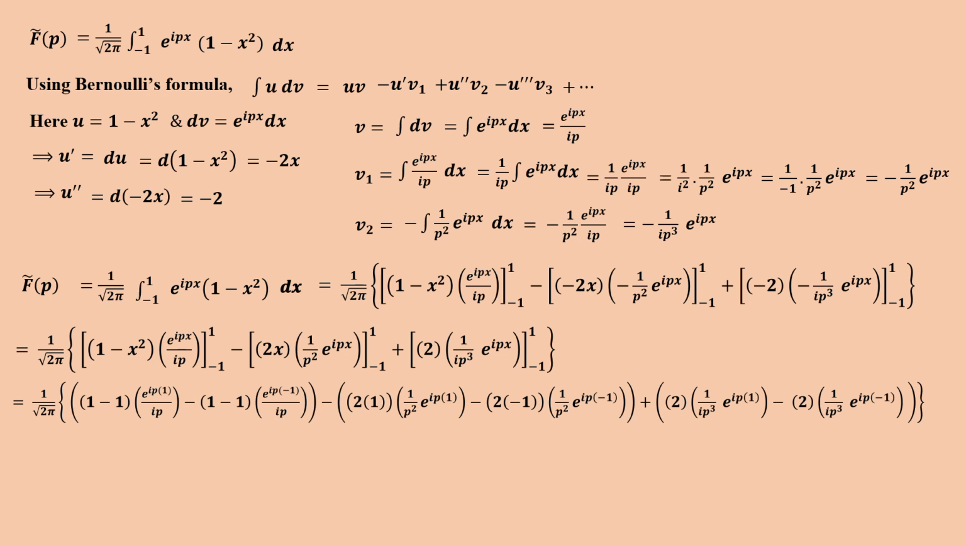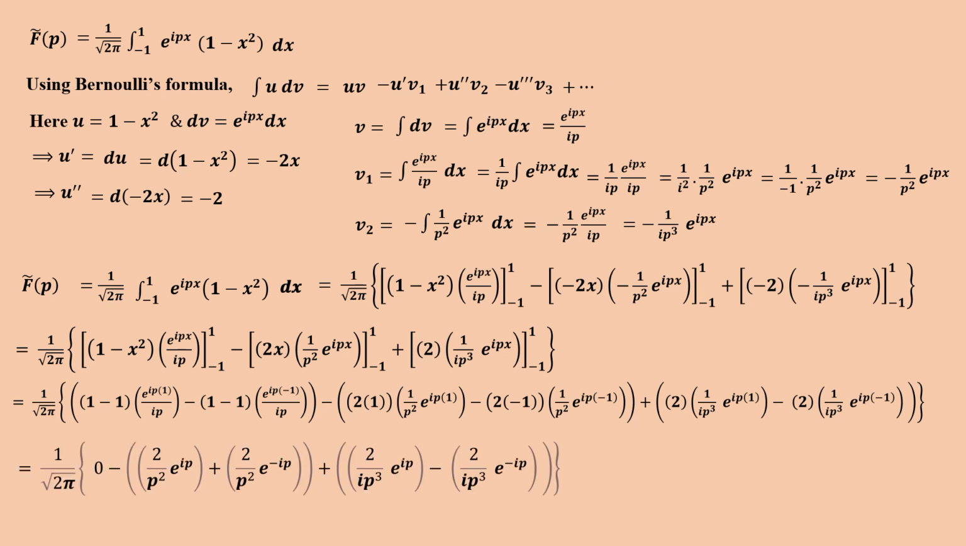1 by root 2 pi, 1 minus upper limit 1 square, that is 1, e power ipx into 1 by ip, minus lower limit, 1 minus minus 1 square, that is also 1, e power ip minus 1 by ip. Second term, minus 2 into upper limit 1 by p square e power ip, minus 2 into lower limit minus 1 by p square e power minus ip, plus third term, 2 into upper limit 1 by ip cube e power ip, minus 2 into lower limit 1 by ip cube e power minus ip. So first, 1 minus 1 is 0, 1 minus 1 is 0, so total term is 0.